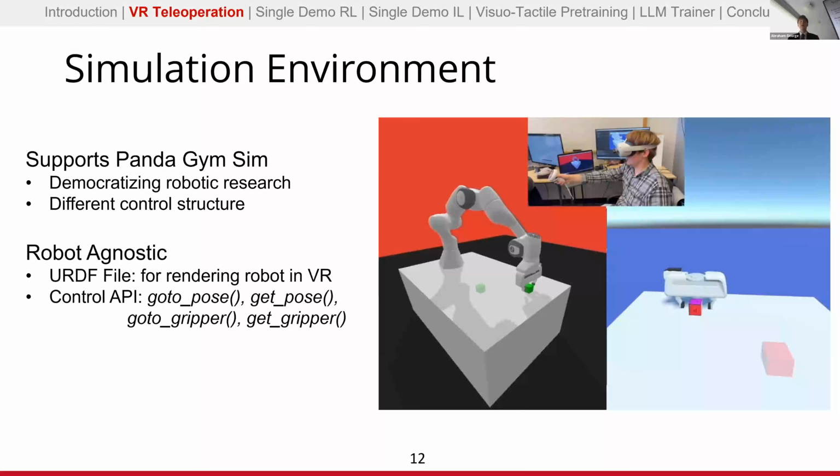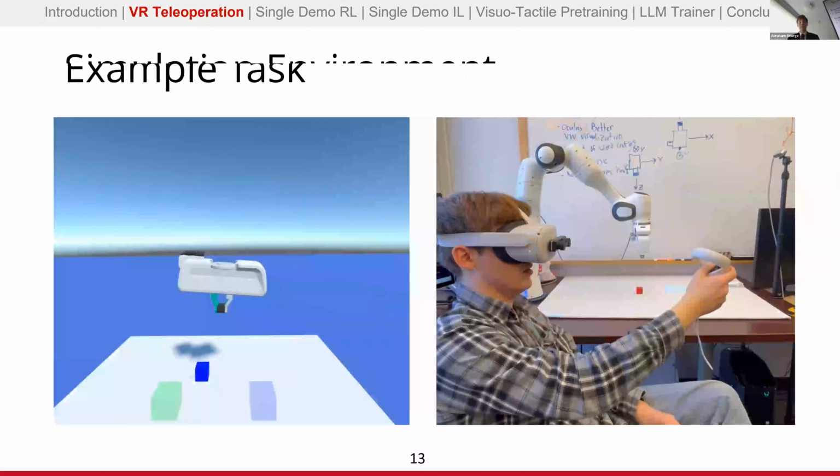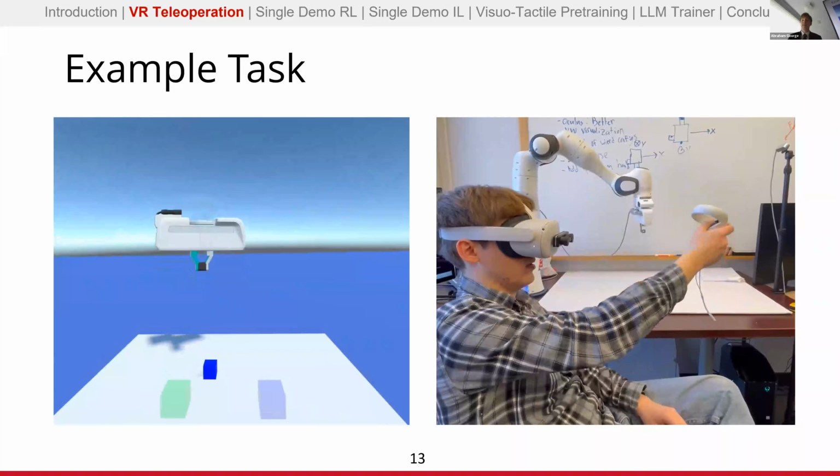And in order to switch across, all we need to do is have some kind of control API with access to go to pose, get pose, go to gripper, and get gripper commands. So as long as you have those in whatever control scheme you have, it's very easy to implement it with our system. And then here's an example task being completed.